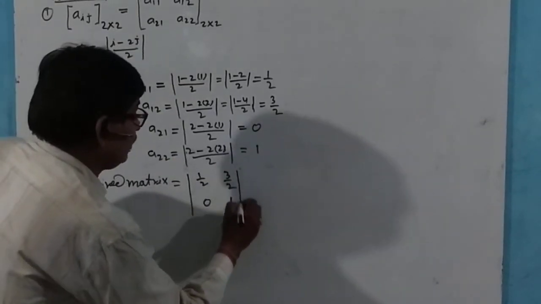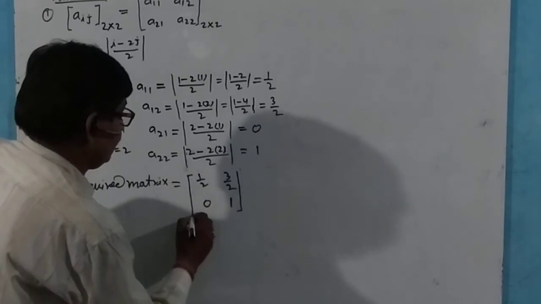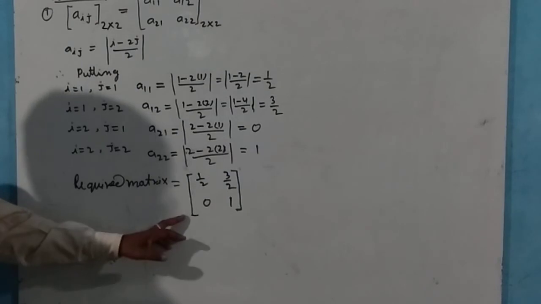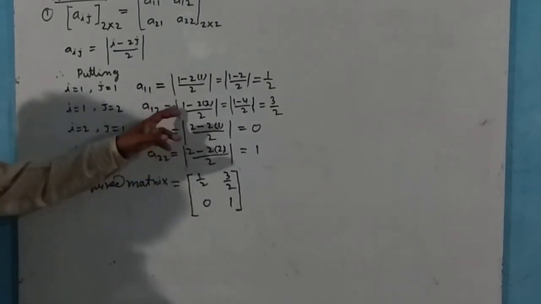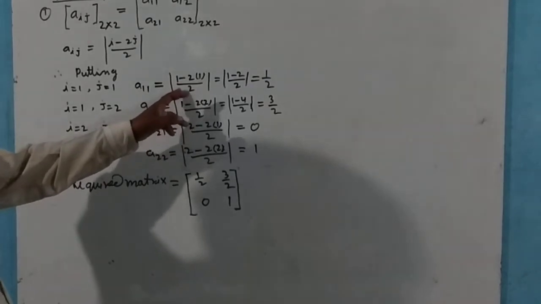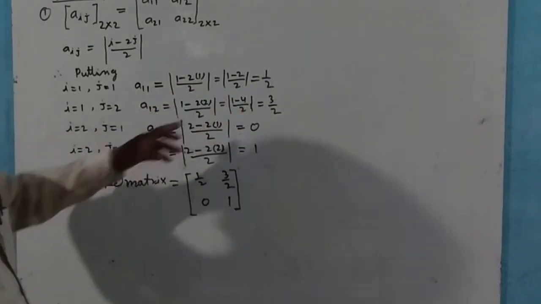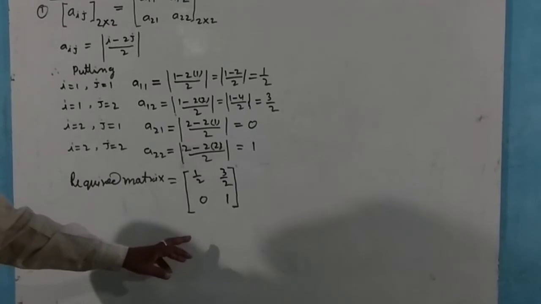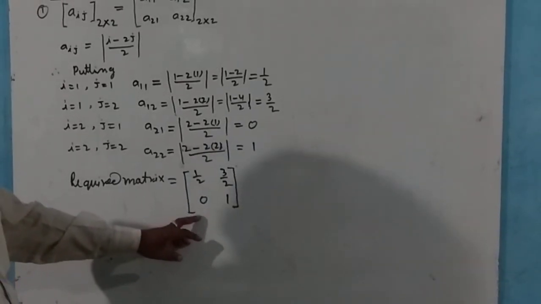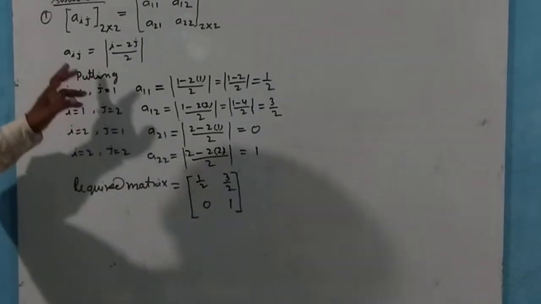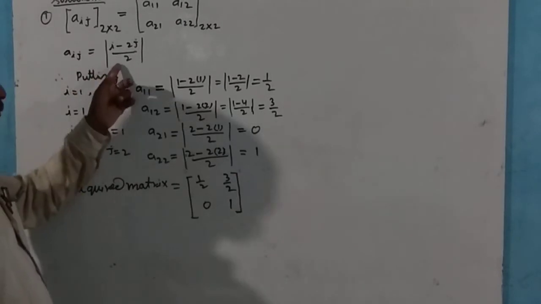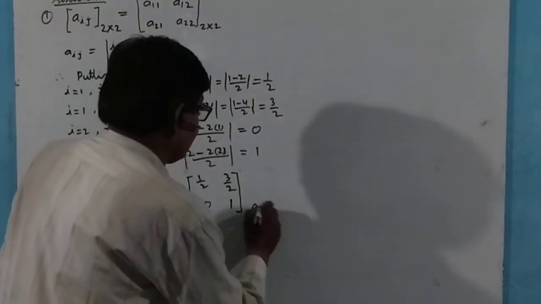This is our required matrix. It is a mod that we are taking. If the quantity comes negative, we also take it as positive. Here this is A in a bracket now, and Aij is defined as such type of this mod. Now this is our answer.